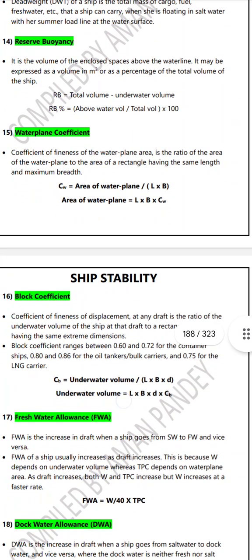Reserve buoyancy is the volume of the enclosed space above the water line. It may be expressed as a volume in cubic meters or as a percentage of the total volume of the ship: total volume minus underwater volume, divided by total volume. That is, above water volume divided by total volume.